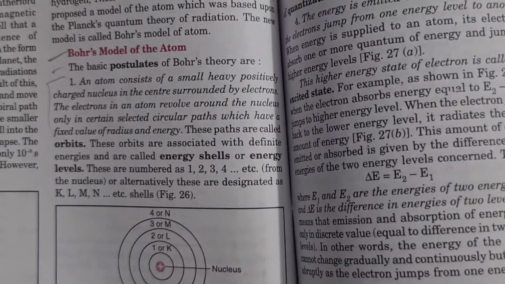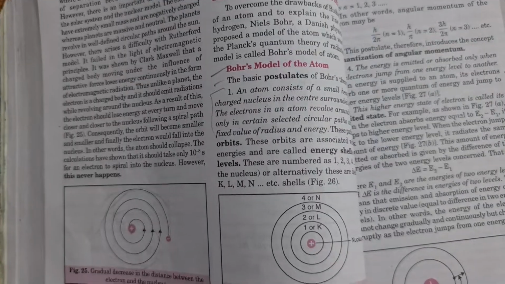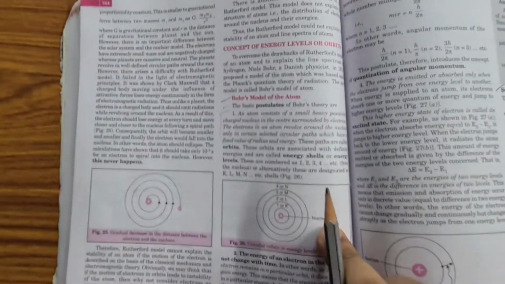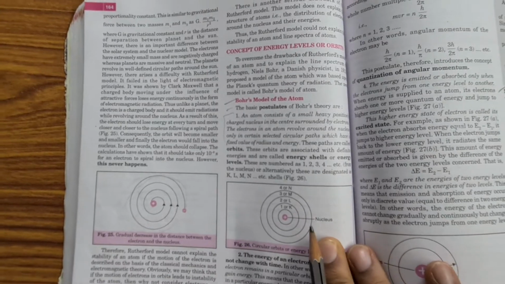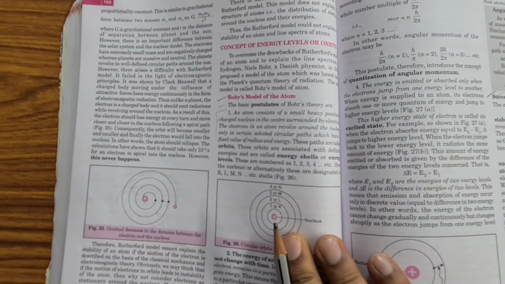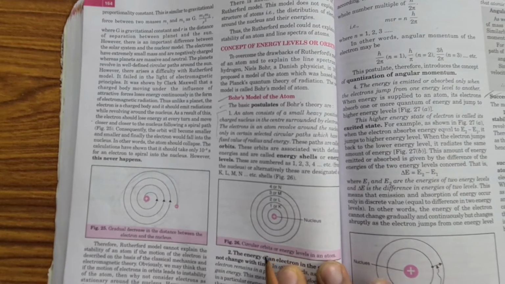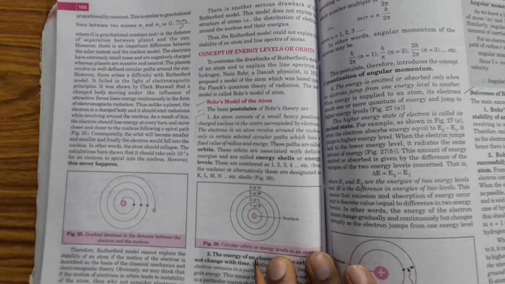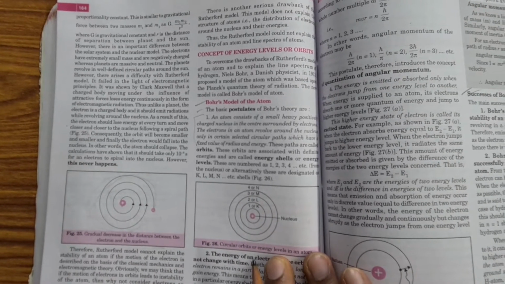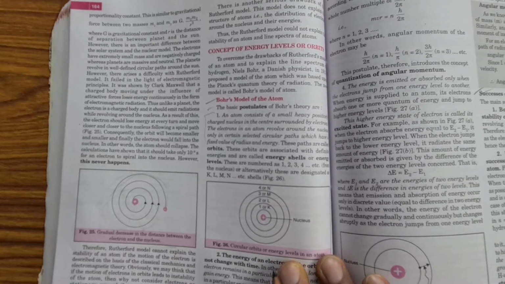Now, to understand the proper structure of atom, how electrons are positioned in an atom, what is the position of the nucleus, a new concept was given by Niels Bohr. He was a Danish physicist. In 1913, he proposed a model of atom, and this model was based upon Planck's quantum theory of radiation.